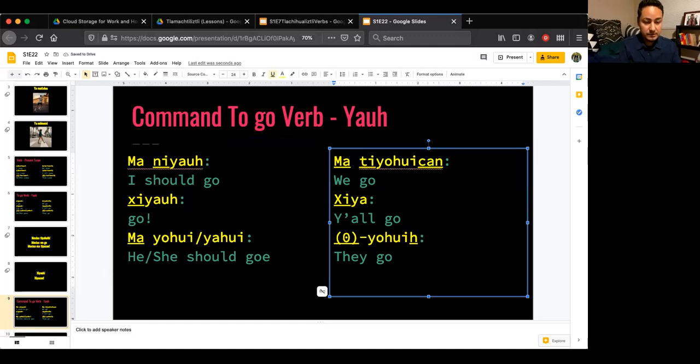So command you: shiyakan, go. Oh, go is a command. And if you want to say they should go, it would be mayowi. Mayowi. Oh, I hate that underline thing, it drives me crazy. Okay, mayowi. They should go.